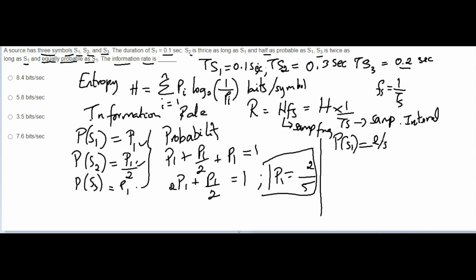Answer 2 by 5, very simple. And then the probability of S2. What is this? P1 by 2. So 2 by 5 divided by 2, the 2 gets cancelled, and automatically you get the probability of 1 by 5. And then P of S3, because it is the same as S1, is equal to 2 by 5.